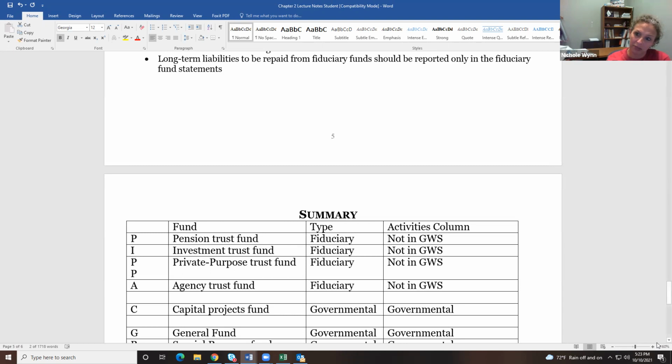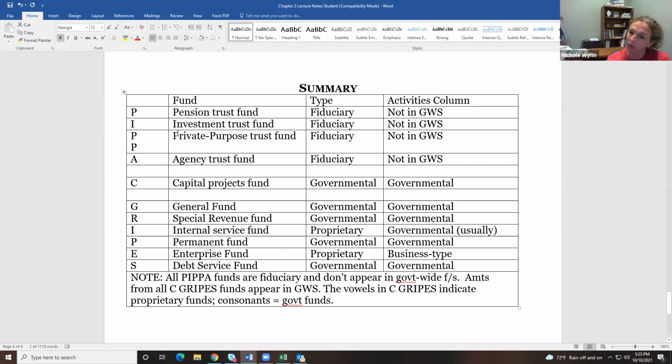So Pippa Sea Gripes is the way we remember this. Pippa Sea Gripes is a really weird thing to say because it's not even really words, but for some reason it helped me remember it. Now, Pippa is your fiduciary funds, and then Sea Gripes is your proprietary and governmental. The vowels are your proprietary funds, I and E: internal service and enterprise. Pippa is your fiduciary: pension, investment, private purpose, agency. Pippa, okay? So these are the fiduciary ones.